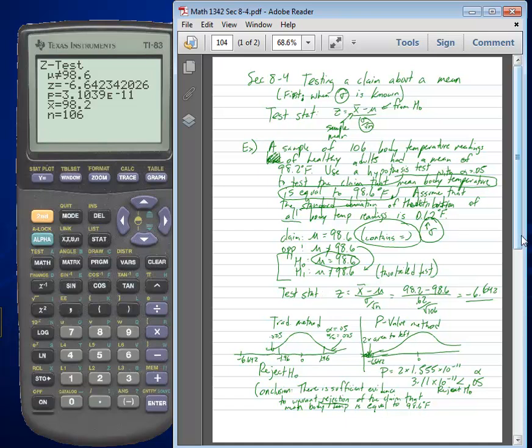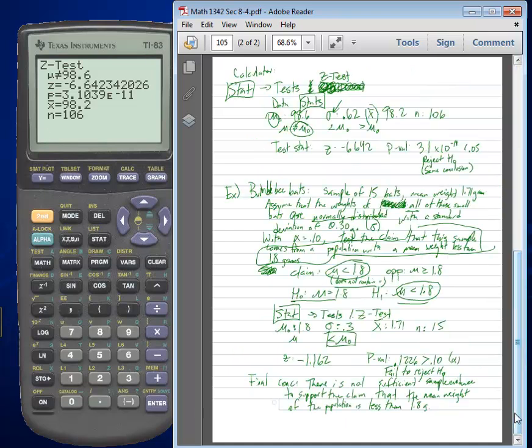Okay, one more example that we did in those notes with bumblebee bats, sample of bat weights. We had a sample of 15 bats with a mean weight of 1.71 grams. We were assuming that the weights of all small bats had a normal distribution with a standard deviation of 0.3 grams. That gives us that population standard deviation sigma. Again, not from our sample of 15, but from the entire population.